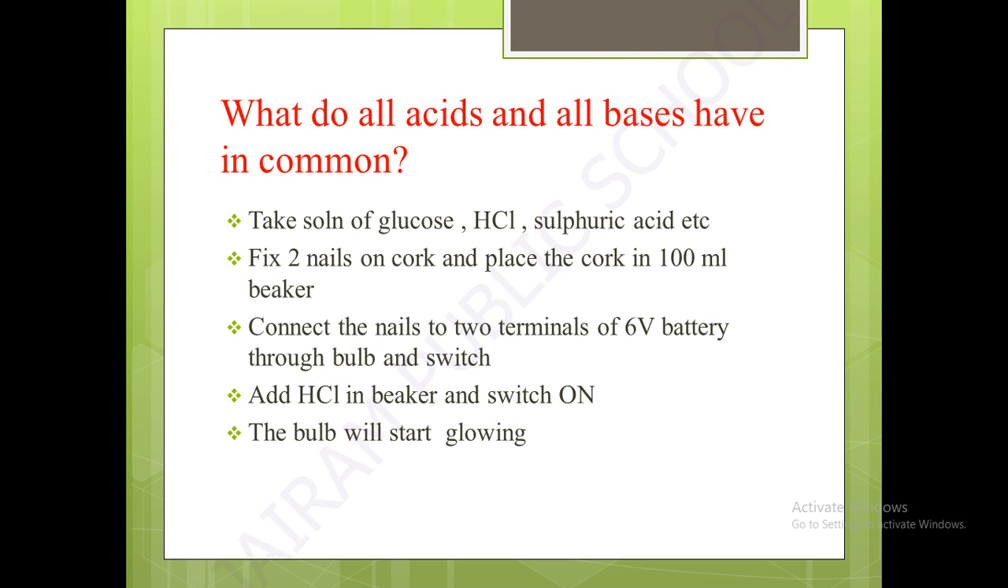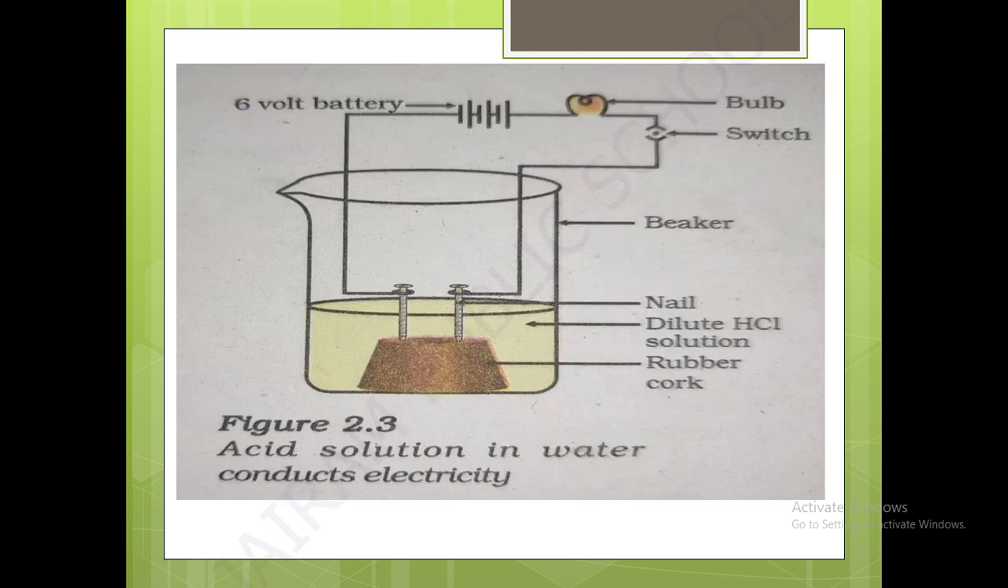Here we add HCl in the beaker and switch on the battery, and the bulb starts to glow. So how does this bulb start glowing? This is a diagrammatic explanation: we take a beaker and 2 nails, attached to a 6-volt battery, and we connect that with a bulb and a switch, and we add HCl, and one rubber cork is present.